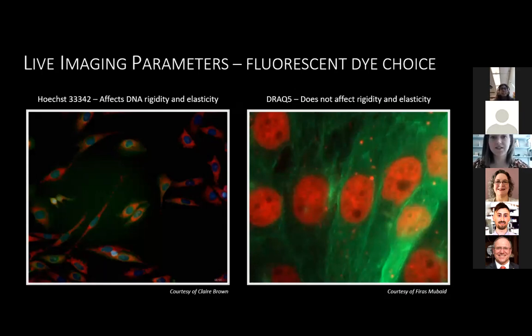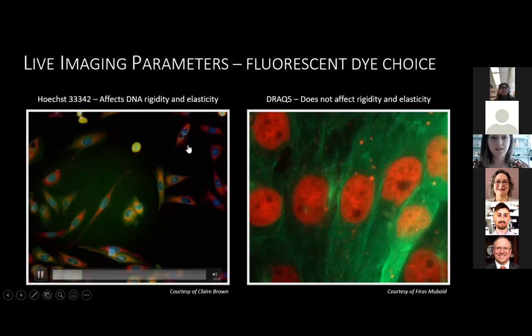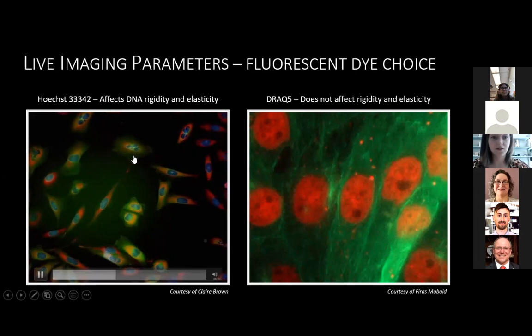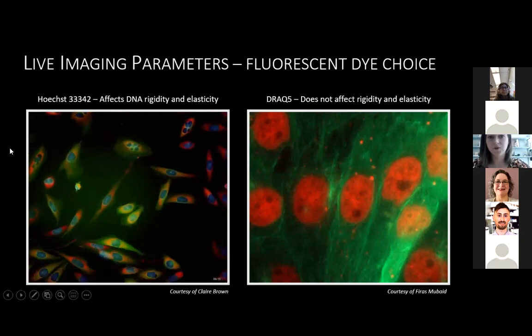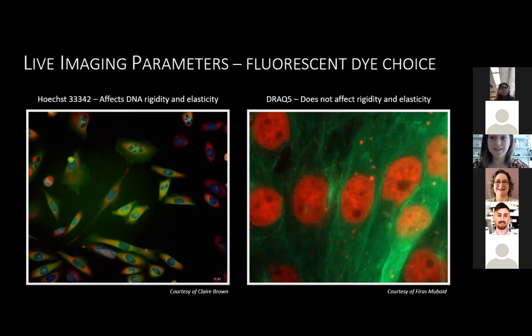Something else that you need to take into consideration is your fluorescent dye choice. I just have one example here regarding nuclear dyes. So on the left, sorry, we have a dye called HUSH, which is the live version of the DAPI stain that binds DNA. If we look at this particular video, we see this cell dividing, and it actually snaps back. It can't divide properly, and that happens again. And those cells have become multinucleate. And one of the reasons for that is because that particular dye affects the DNA rigidity and elasticity.